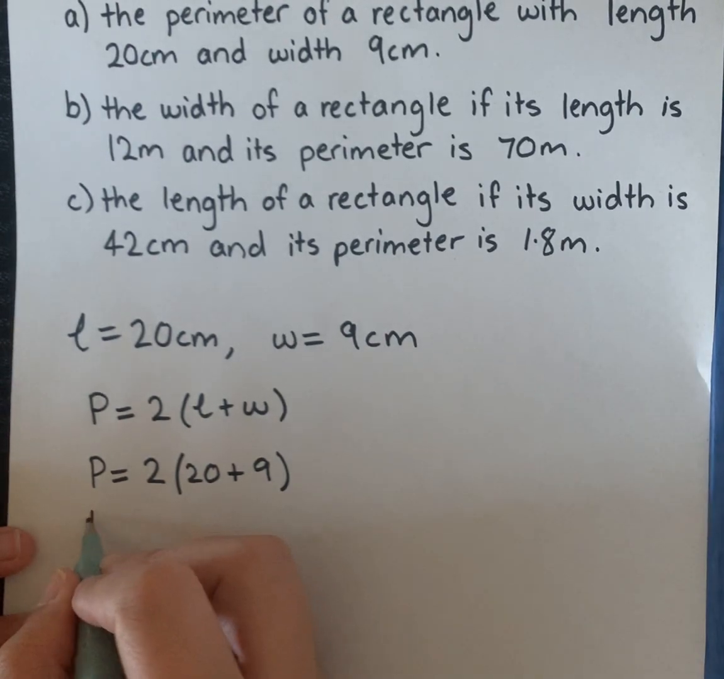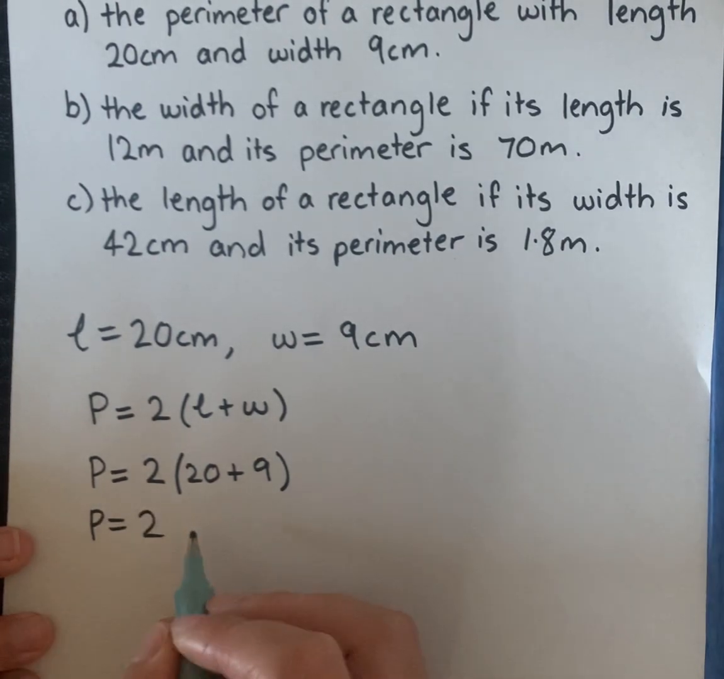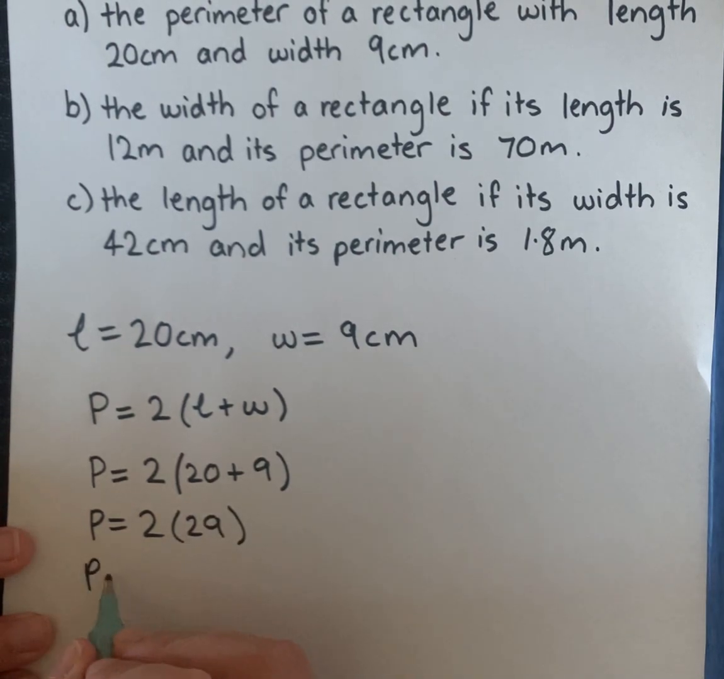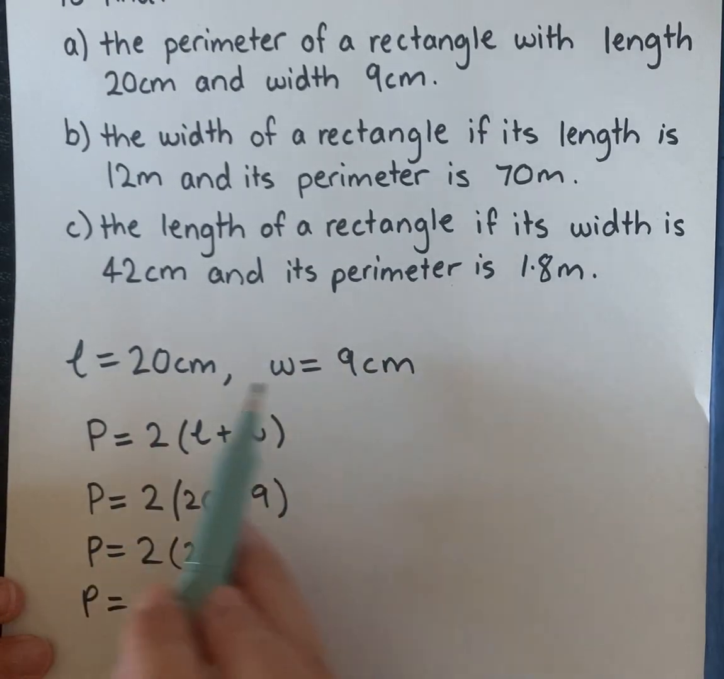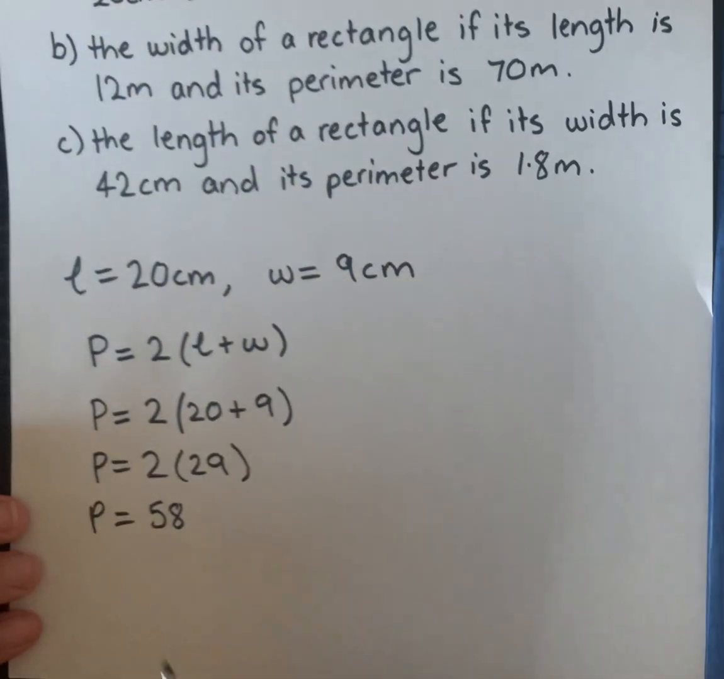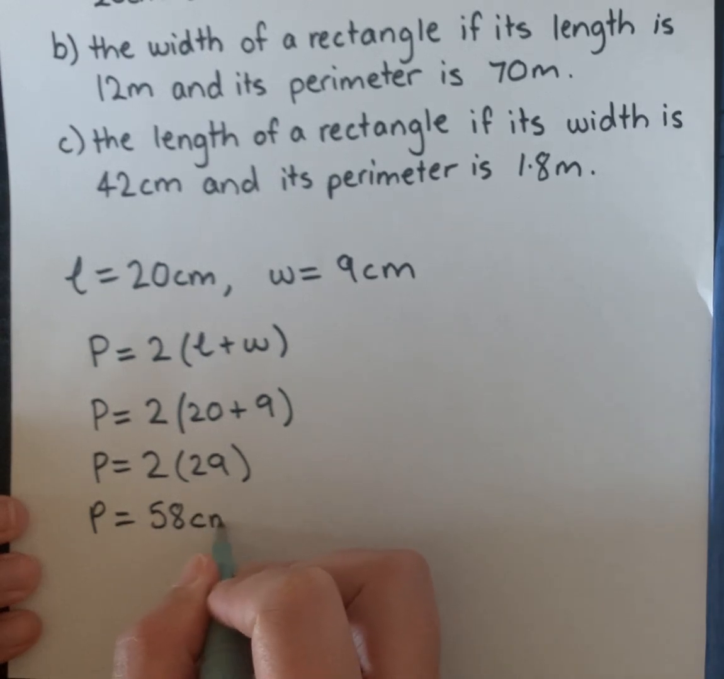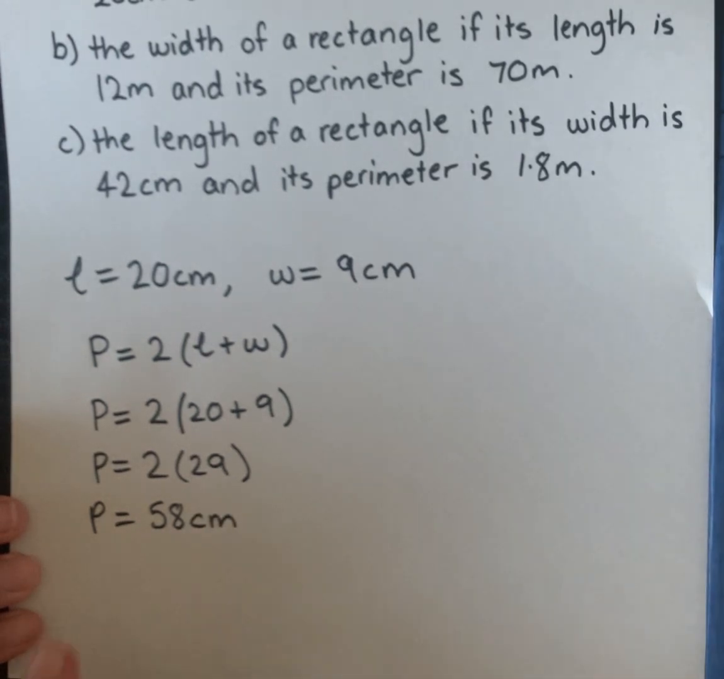So we know that 20 plus 9 is just 29. And we know that 2 times 29 is just 58. So we know that our perimeter is 58. 58 what? Well, everything was given to us in centimeters, so we're working with centimeters. So it's 58 centimeters. And that was really quite simple.